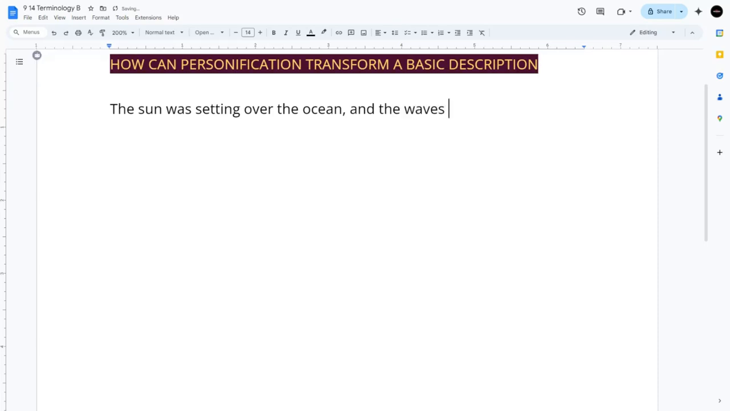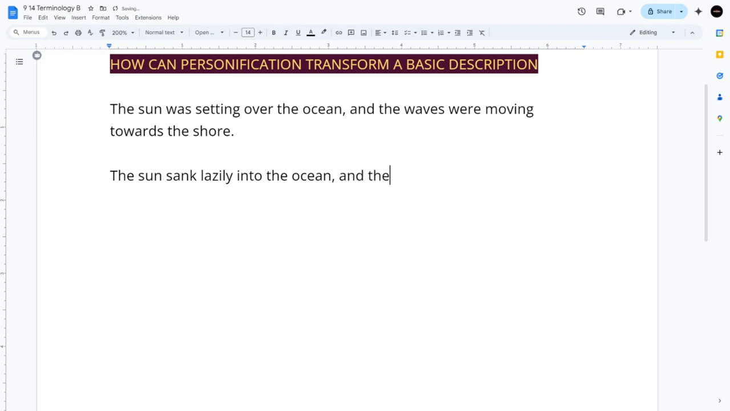And the waves were moving towards the shore. All right, so if we look at this, what can we add? The sun was setting over the ocean. Maybe we could say the sun sank lazily into the ocean. And the waves were... eagerly. No, we need another word. We need the movement, because moving. How do we change move? Maybe crept. Oh yeah, crept. We could even put eagerly back. Eagerly towards the shore. Oh yeah, that's what I'm talking about.